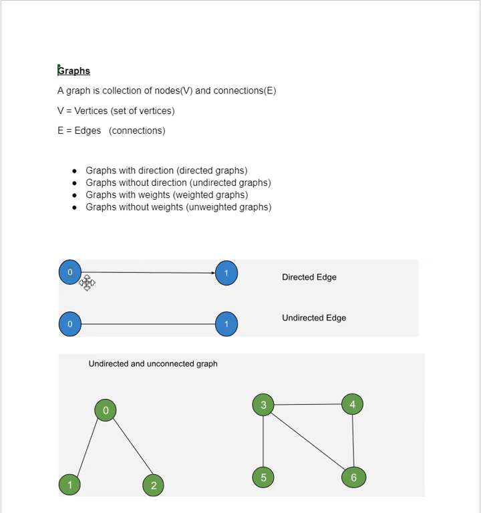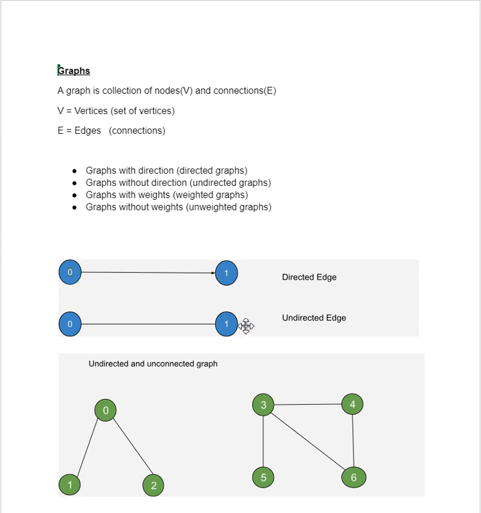If you look at this diagram, we have two nodes, 0 and 1, and there is a directed edge connecting these two nodes. So we have a directed edge from node 0 to node 1. So this is a directed graph. What it means is direction is important here. You can go from node 0 to node 1, but you cannot go from node 1 to node 0.